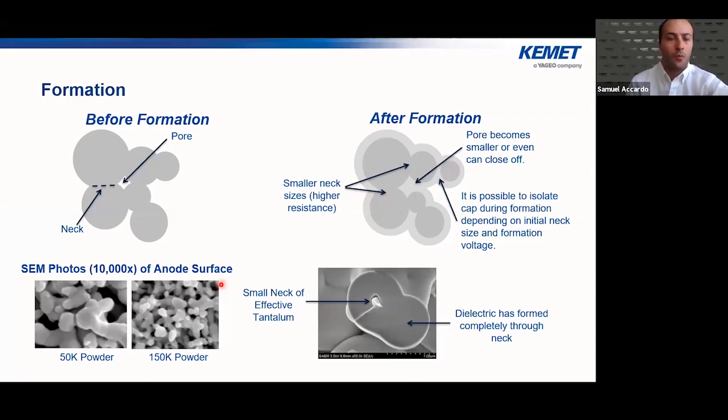But again, when we start applying those voltages, the smaller the particles already are before the formation, the smaller the necks are going to be, the smaller the pores are going to be. So that's why these parts are going to have smaller rated voltages. So we have to take a lot of care in picking out what tantalum powders we're going to use, and then what the formation voltage of those parts is going to be. So that's a little bit about the dielectric.